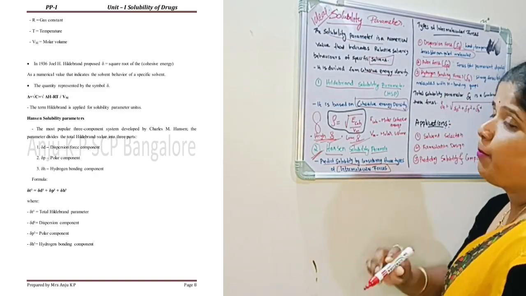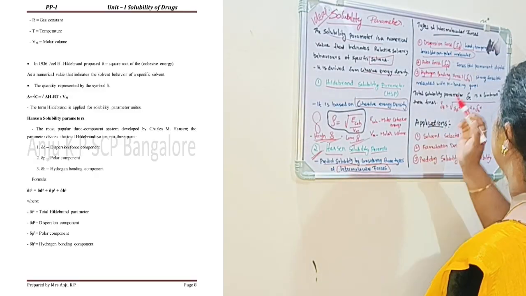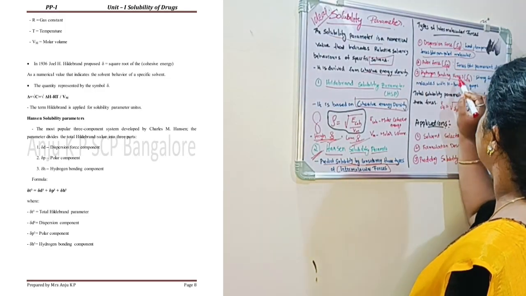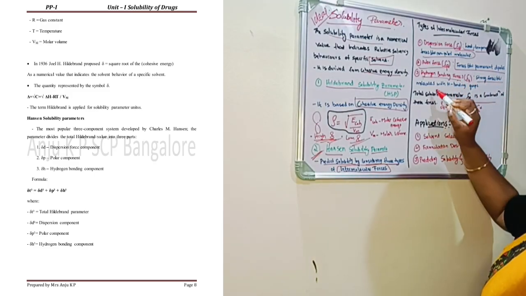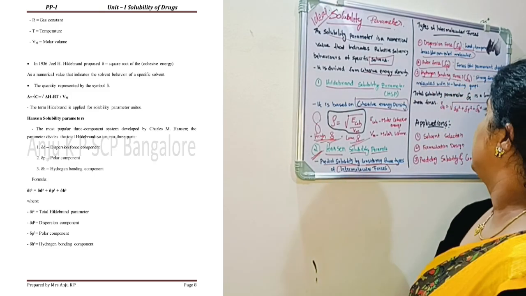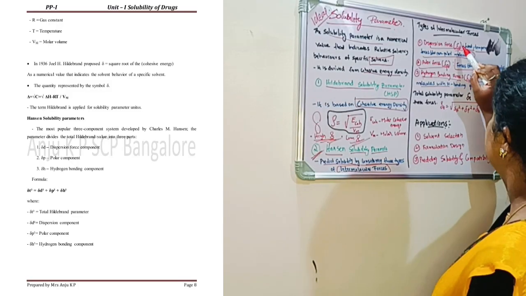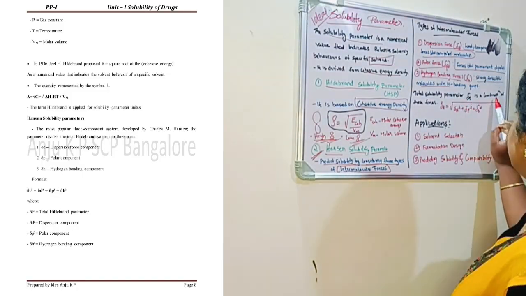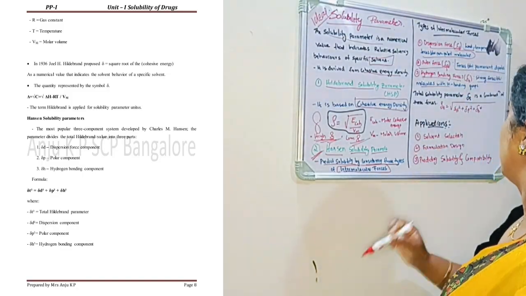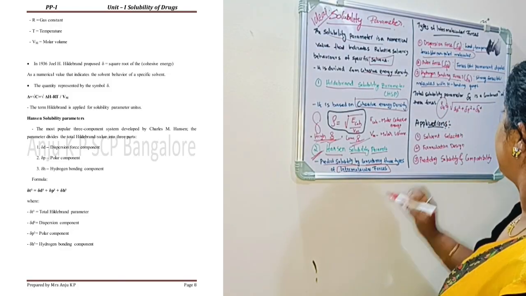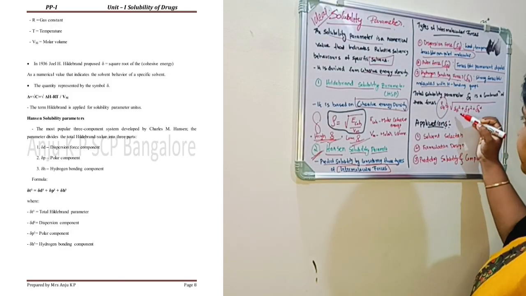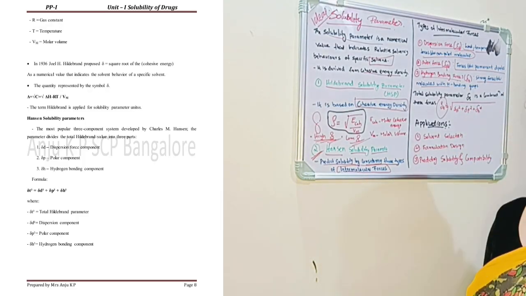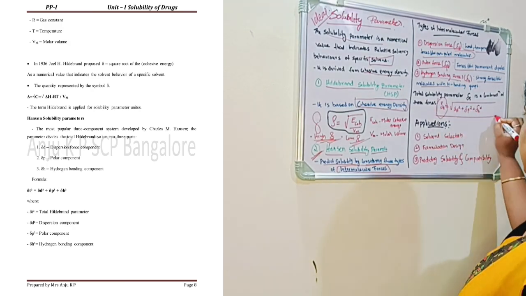The next one is the polar force, delta P, which is the force between permanent dipoles. And the hydrogen bonding is the strong force between molecules with hydrogen bonding groups, delta H. So the total solubility parameter delta T is the combination of these factors. We can write delta T is equal to the square root of delta D squared plus delta P squared plus delta H squared. This is what Hansen did.